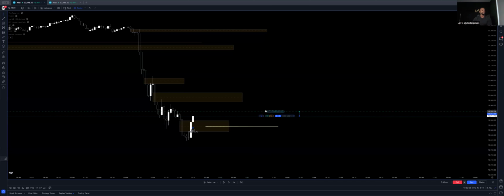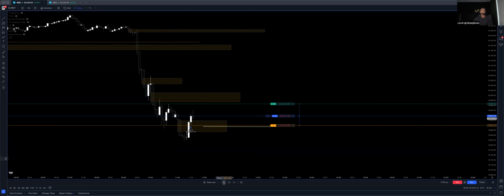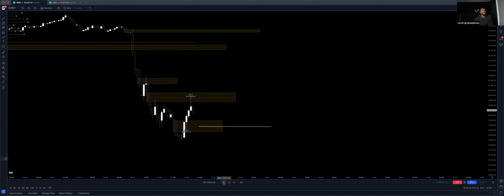So what do I see right here? I could target this right here. That's a low resistance liquidity, 5-minute time frame. I could put my stop loss even right below this candle. And let's see what happens. Boom. 10 minutes, 3,900.